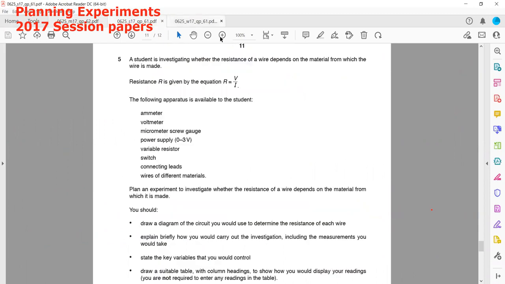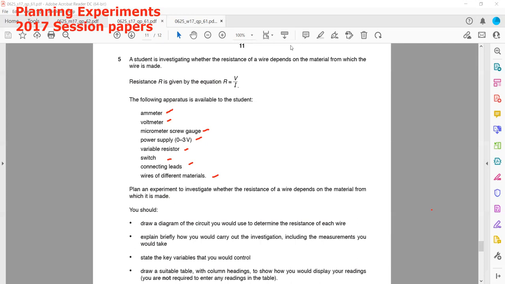Another experiment from the summer 17 paper. A student is investigating whether the resistance of a wire depends on the material from which the wire is made. And the resistance can be calculated by a formula. Resistance is a ratio between voltage and current. The following apparatus is available for the student: an ammeter, a voltmeter, a micrometer screw gauge to measure the thickness, a power supply, a variable resistor, switches, connecting leads, and wires made up of different materials. Plan an experiment to investigate whether the resistance of a wire depends on the material from which it is made. Draw a diagram of a circuit you will use to determine the resistance.